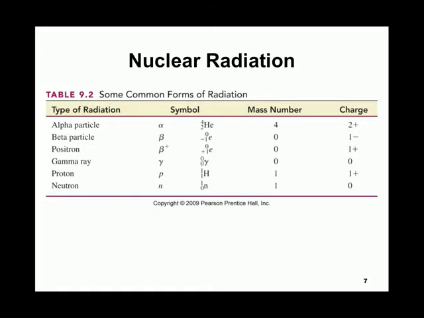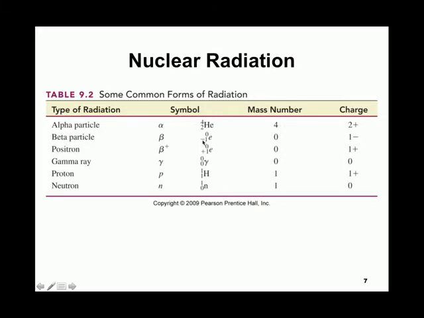Here are the different types of radiation that we're going to be talking about today. We can have alpha particles and beta particles. This is the Greek letter alpha, the Greek letter beta. An alpha particle is a pretty big particle. In fact, it's the largest type of radiation. It consists of 2 protons and 2 neutrons. It has a mass number of 4, and it has no electrons, so it has a charge of +2.